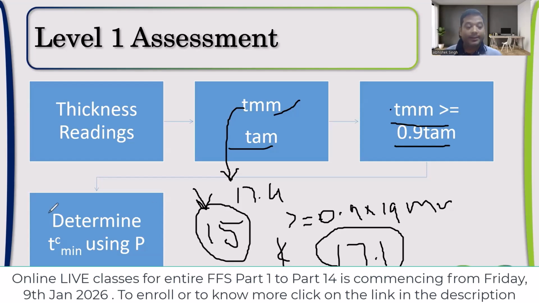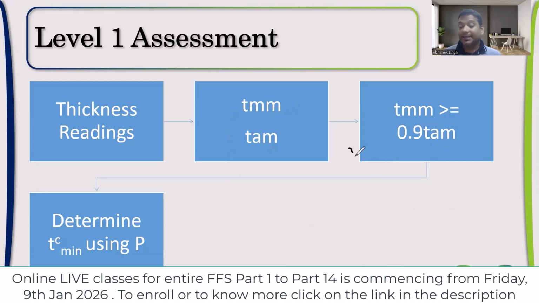Great. So if it is meeting the criteria, that means the classification is correct. It is a general metal loss. And now you'll decide whether the TC minimum, C indicates the circumferential. Because if I'm calculating a shell, the circumferential stress is going to govern. So TC minimum, by using the pressure, I'll determine what that thickness is for me, which will be able to take care of the pressure.